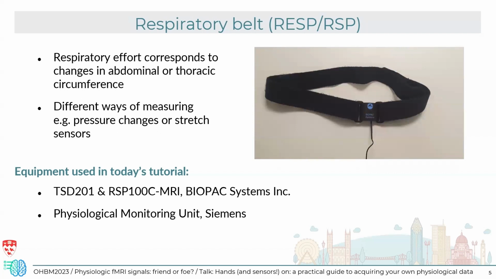I'll also spend time talking about respiratory effort measured with a respiration belt, again using BIOPAC equipment. There are a few different ways to measure respiratory effort, but most of them are sensitive to changes in abdominal or thoracic circumference that accompany breathing. The particular belt that I'm going to demonstrate to you in just a minute has a stretch sensor, whereas the Siemens physiological monitoring unit that I'll touch on later is more sensitive to changes in pressure.